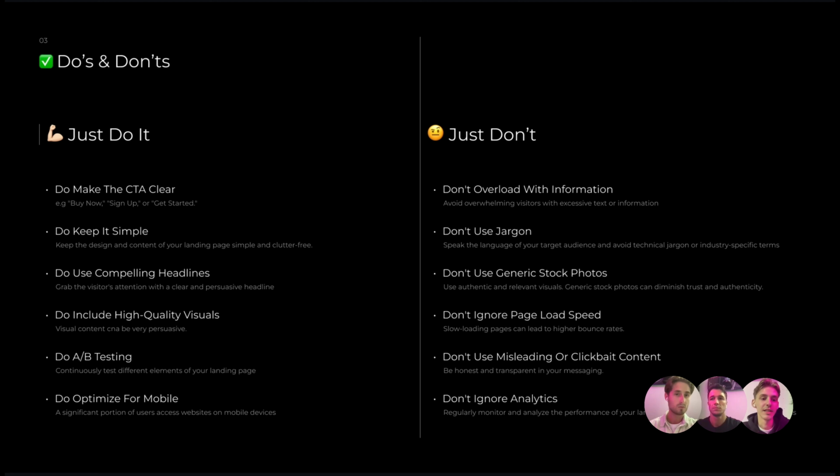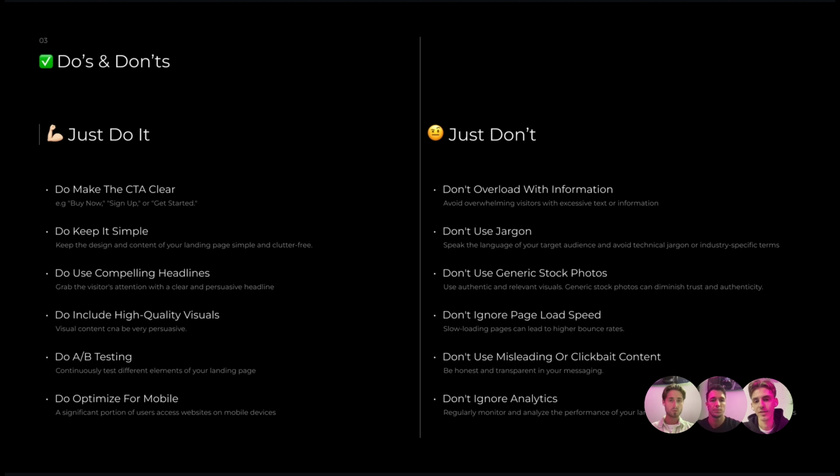A/B testing: continuously test different elements of your landing page. You can set up two landing pages that differ in content, so you can see which has a higher conversion rate, and that's most likely the better one. And also do optimize for mobile, because a significant portion of users visit websites on mobile devices, and also if you use a marketing campaign for it, that will be mostly pushed through Instagram or TikTok or Facebook, and people don't use that on the desktop anymore. It will be a mobile device.